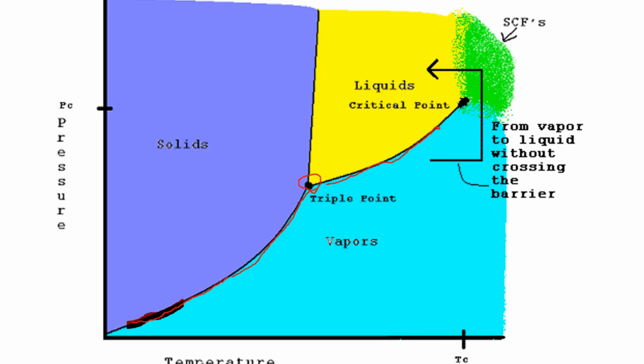So, what happens at the critical point? If you increase the pressure while keeping the temperature constant, water turns into a liquid. If you keep the pressure constant and increase the temperature, it turns into vapor. But what if we go further and increase both pressure and temperature? It reaches this green spot on the diagram, known as a supercritical fluid.